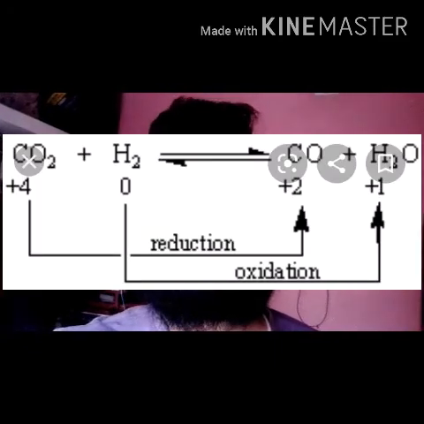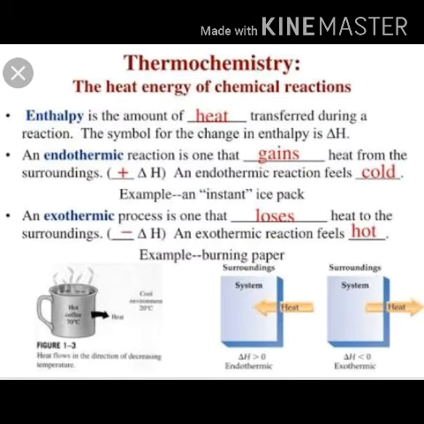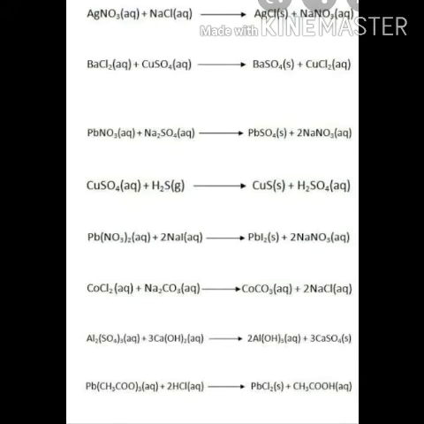another is precipitation reaction, and another is redox reaction. So let's start with the double displacement reaction. Now we will start with the double displacement reaction, a reaction in which the two reacting ionic compounds exchange their corresponding ions is called double displacement reaction.